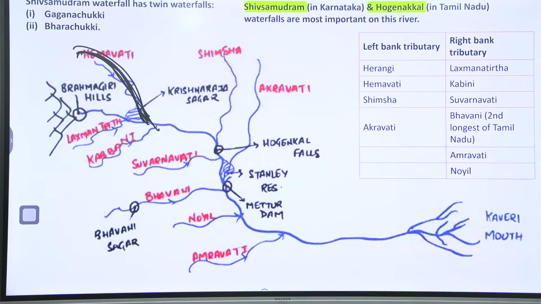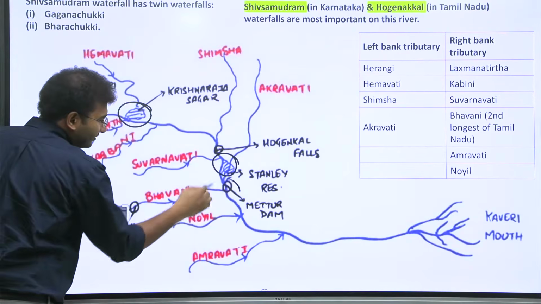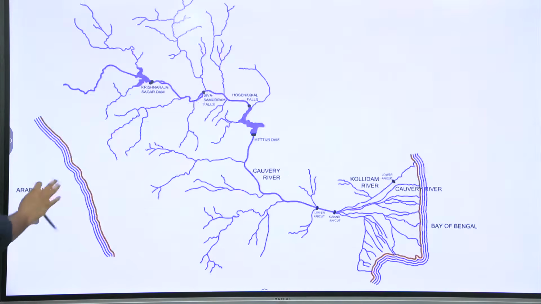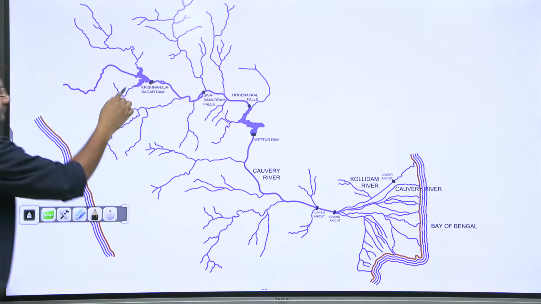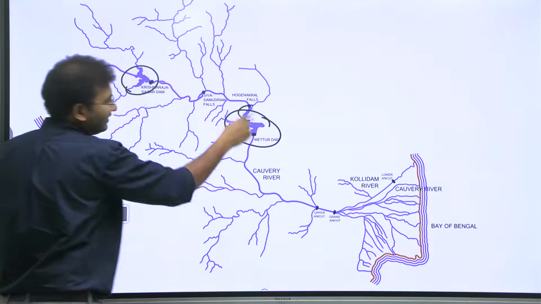Don't get confused with the Amaravati of Andhra Pradesh. That is a bit different. This is river Amaravati. But I expect the questions on these, not on the tributaries of Kaveri, because they have been asked many times, the scope is a little less. So this is important. And Krishna Rajasagar, next Metur Dam and Stanley Reservoir.